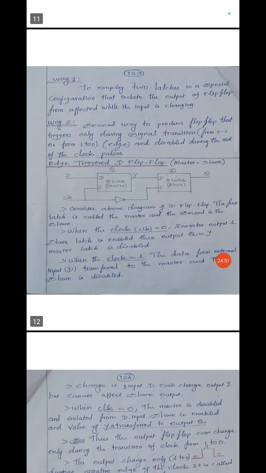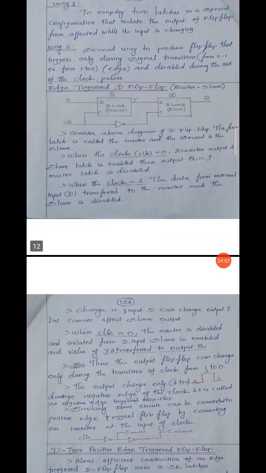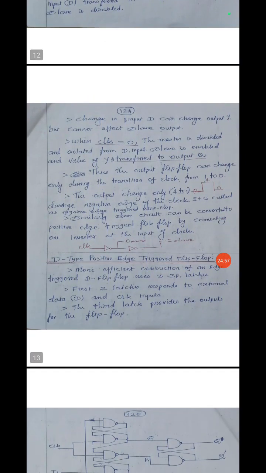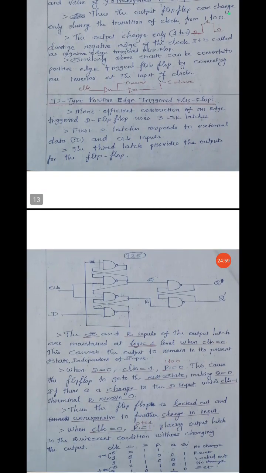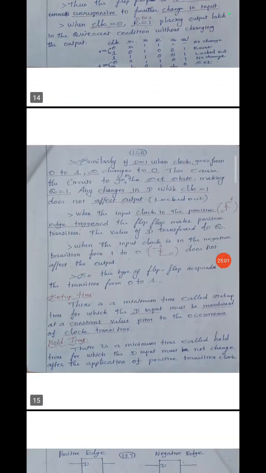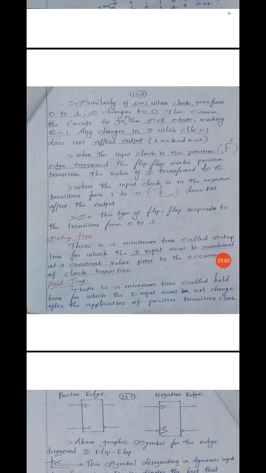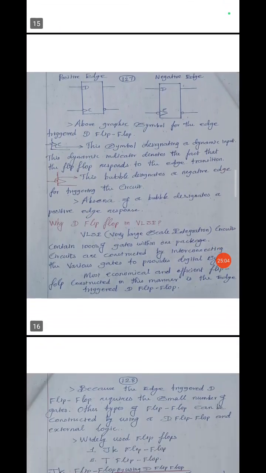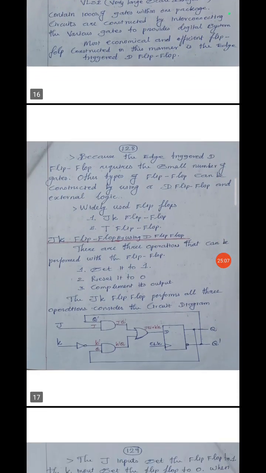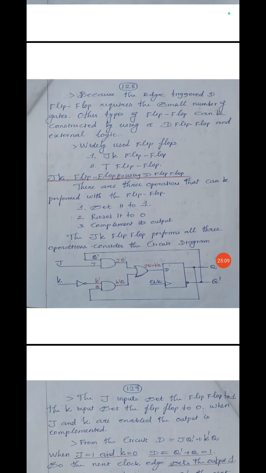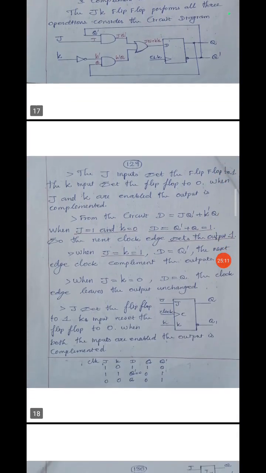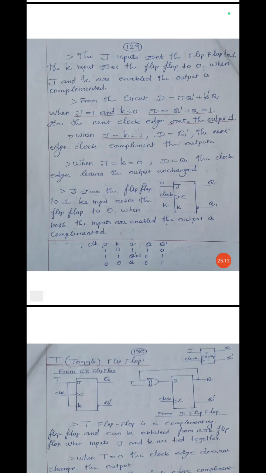Then D flip-flop, within T latch. Then you have to study all the flip-flops. What is SR flip-flop? What is JK flip-flop? What is D flip-flop? What is T flip-flop? And its truth table, then operation, characteristic table, all are important.